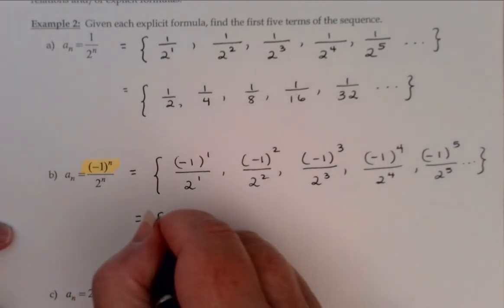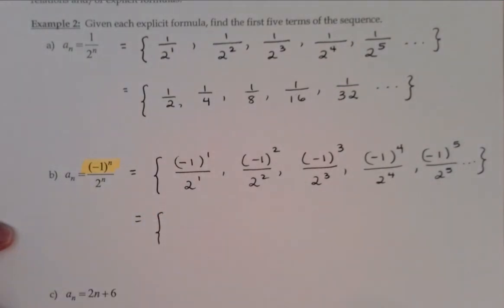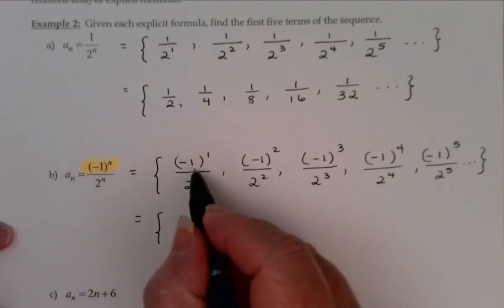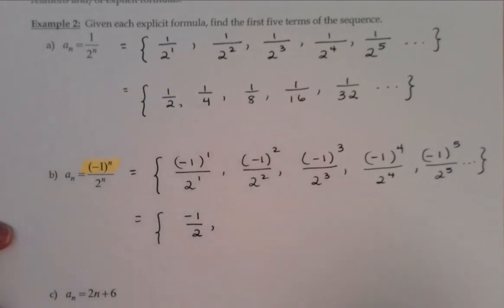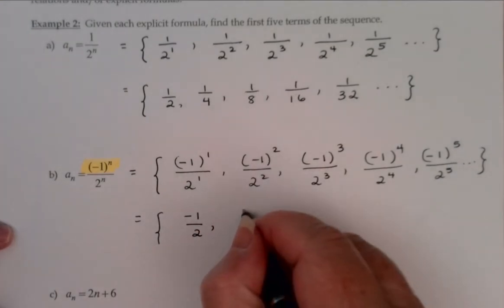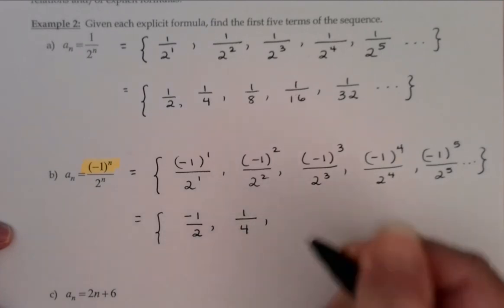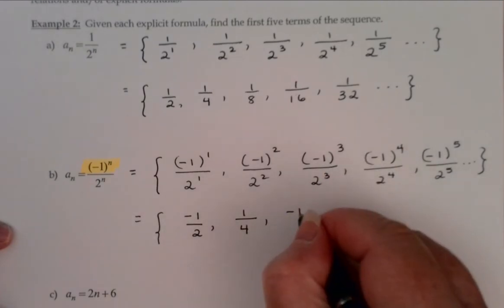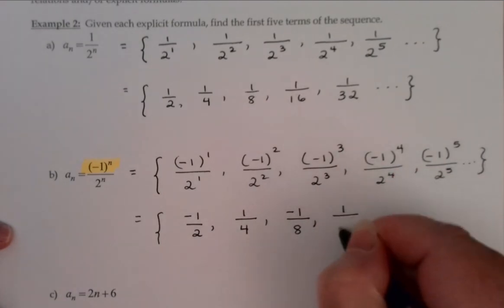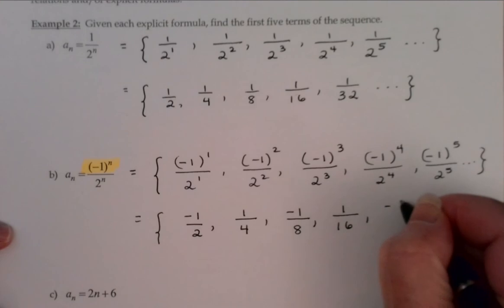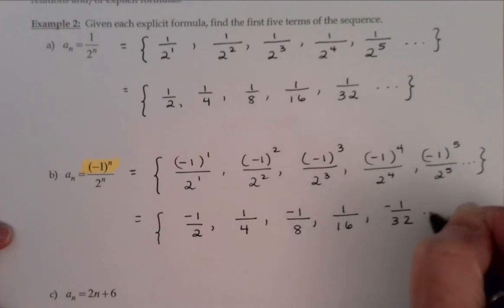And of course the denominators are exactly the same as they were in the first example. But look at what happens to the numerators. -1 to the first is -1. -1 squared, of course, would be +1. -1 cubed is -1 again. -1 to the fourth is +1. And lastly, -1 over 32.